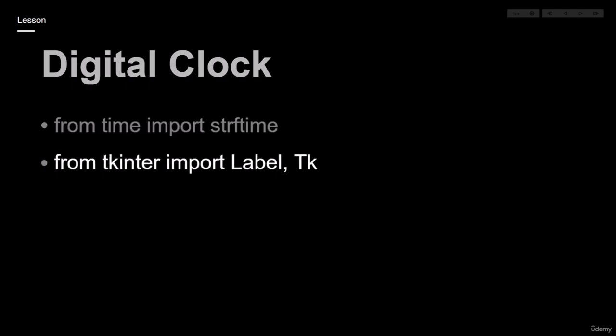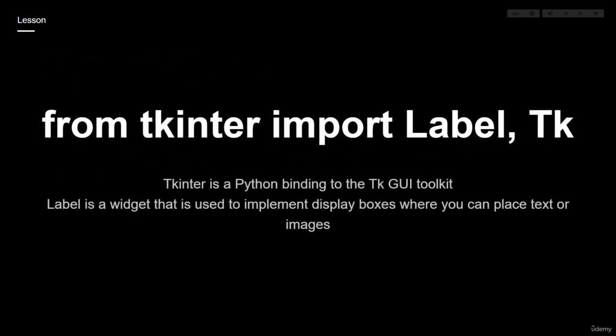After that we need to use the Tkinter library. We are gonna use the Tkinter library to create our widgets and to create the graphical user interface application. Simply, Tkinter is a Python binding to the Tk GUI toolkit or the graphical user interface toolkit. And we are gonna use a function called label to create a widget that is used to implement display boxes where you can place text or images in our window.